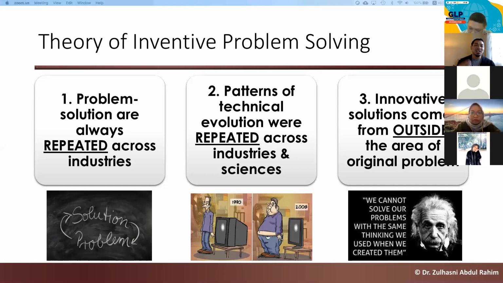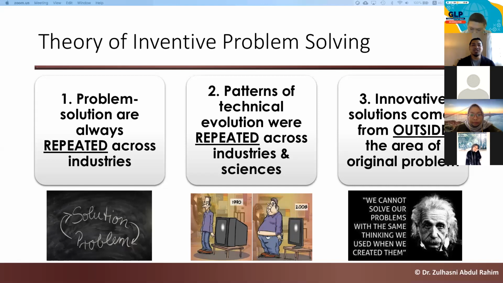So in TRIZ they can predict what happens next. We can see the progression: the changes of the computer, the changes of the car, the changes of the aeroplane. Because these changes repeat, we can predict what the next car, the next laptop, the next smartphone will be. So this is the powerful tool that we call TRIZ.